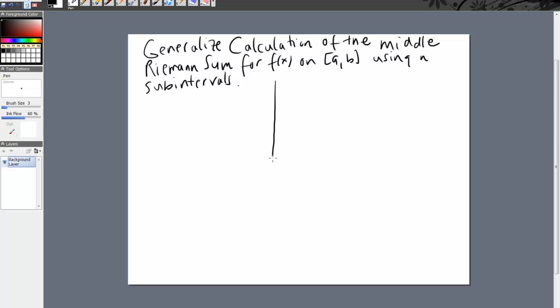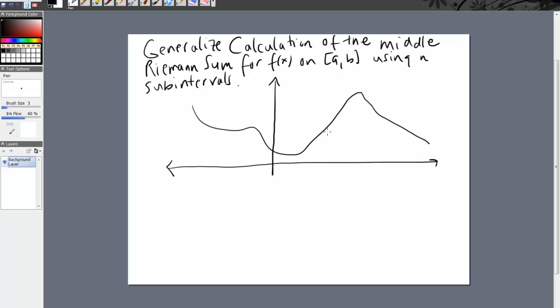So let's draw a picture of f of x. Again, just kind of scribble something up here. Let's say this is our interval. Here is A, here is B. This is the graph of f of x, obviously.